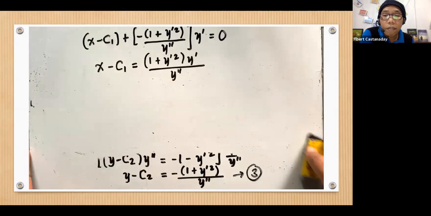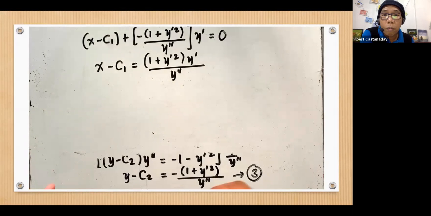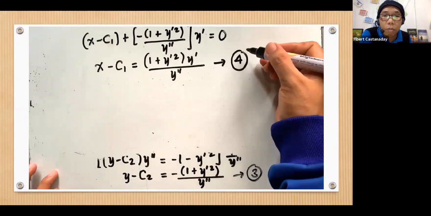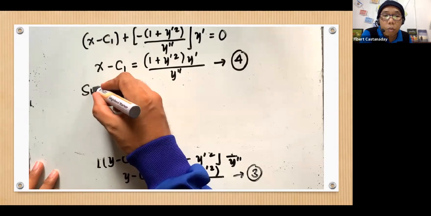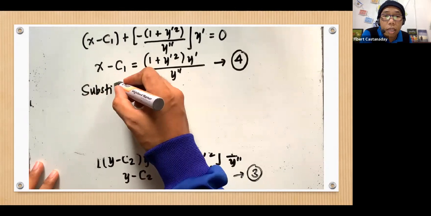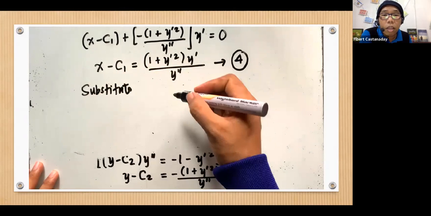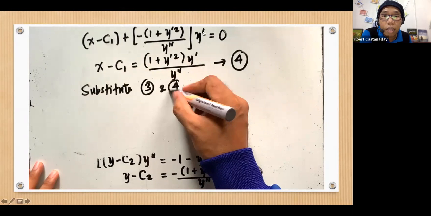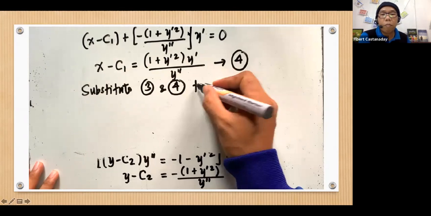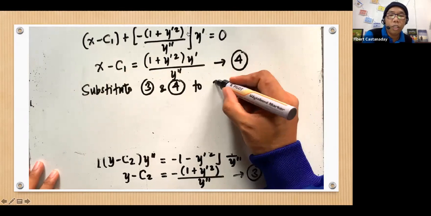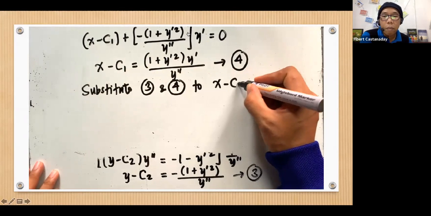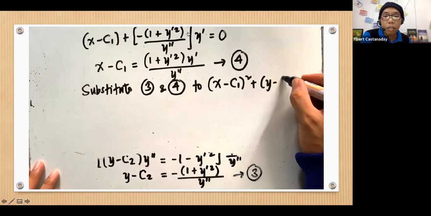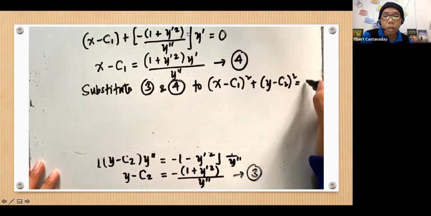We will utilize the final two equations. We'll plug in this given natin na equation. So this will serve as our equation number 4. And then we will substitute again these equations number 3 and 4 dun sa given natin na problem or equation, which is x pala minus c sub 1 raised to 2 plus the quantity y minus c sub 2 raised to 2 equal to 1.